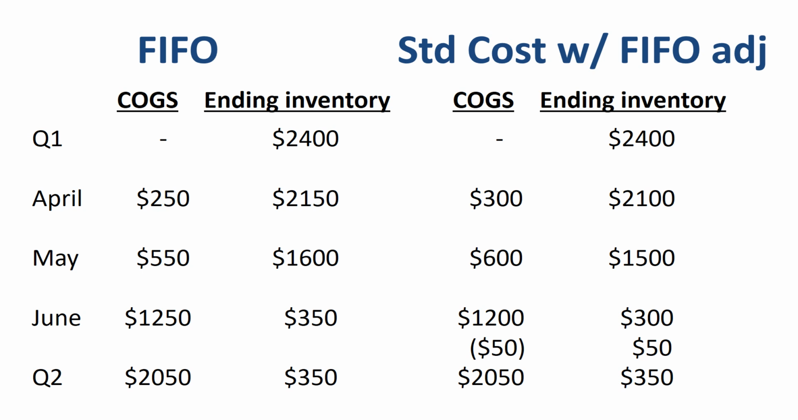In this example, COGS is higher and inventory value lower when using standard cost with FIFO adjustment. However, this all gets corrected at quarter end to land on the same total quarter numbers.